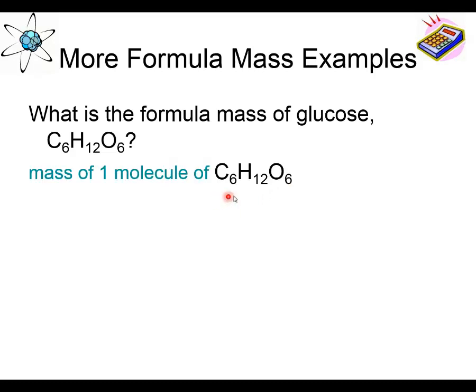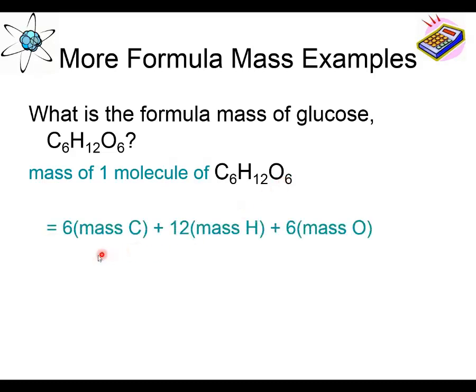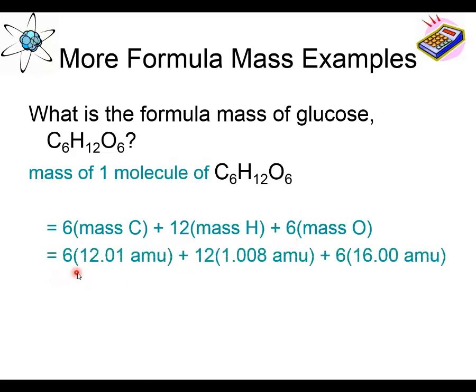Now, I look at the formula and I have 6 carbon atoms in every molecule, 12 hydrogen atoms in every molecule, and 6 oxygen atoms in every molecule. So I'm going to look on the periodic table for the mass of carbon, the mass of hydrogen, and the mass of oxygen. I have 6 carbons, 12 hydrogens, and 6 oxygens. So I could take 6 times 12.01 atomic mass units for the carbon, 12 times 1.008 atomic mass units for the hydrogen, and 6 times 16 atomic mass units for the oxygen.